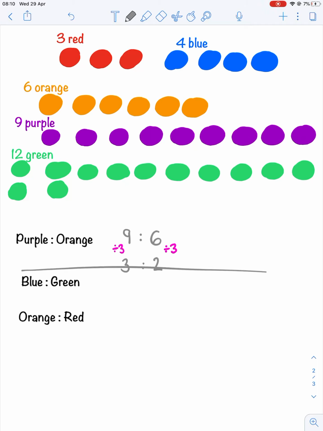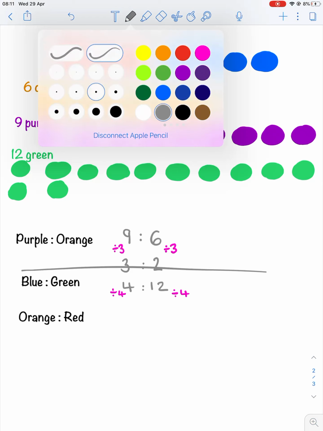Second question, blue to green. So there are 4 blue and there are 12 green. Okay, so in this case we want to think again, what goes into 4 and also goes into 12? What's the common factor there? Now, I can think of a couple. I know 2 would go into both numbers, but there's a higher one. And choosing a higher one is better. So 4 is the highest common factor. 4 is the highest number that's going to go into both of these.